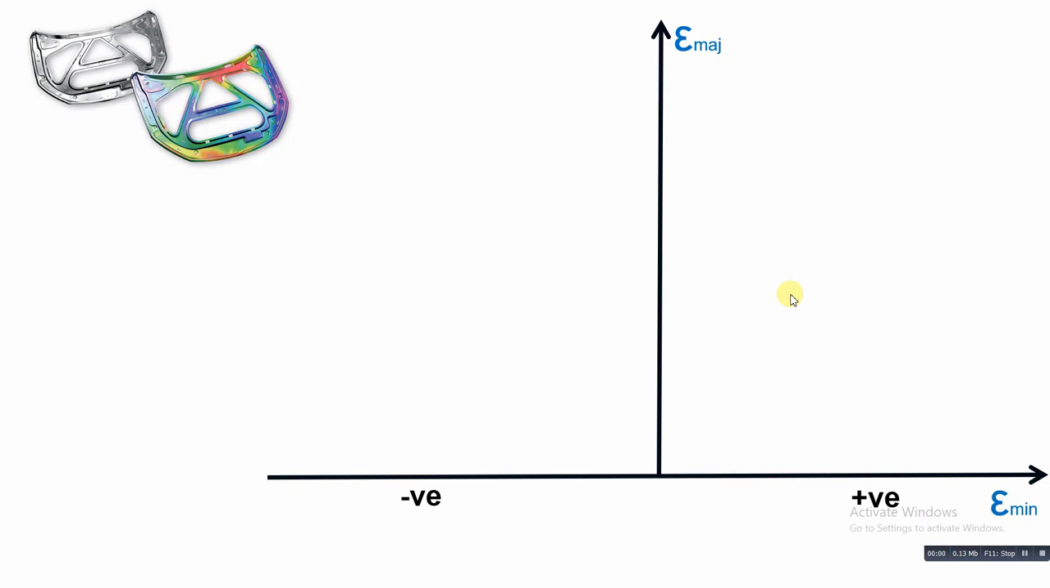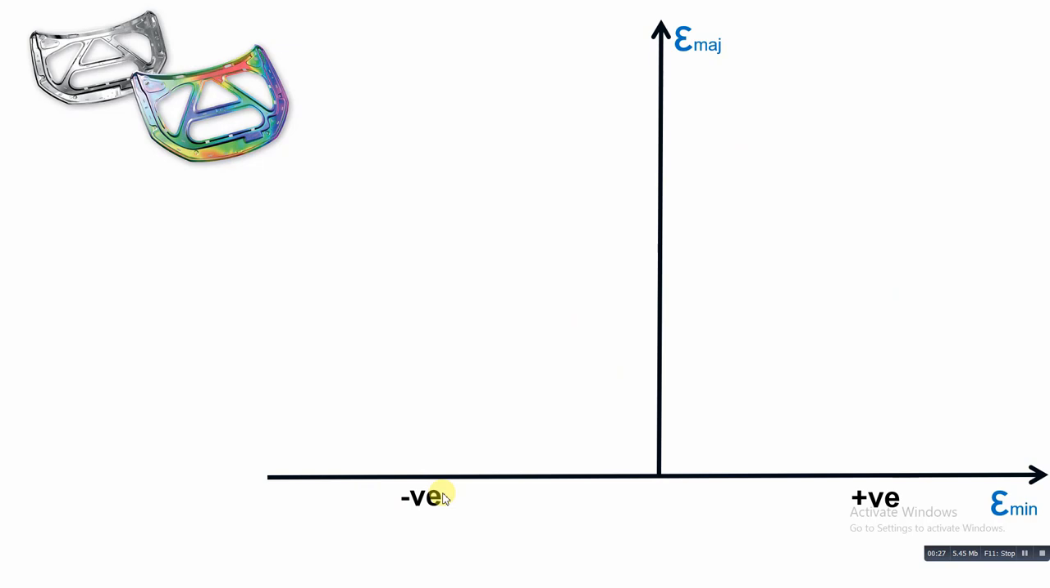Basically we can find out that the values of epsilon major, which is the maximum principal strain, are always greater than epsilon minor. By definition, this is the major and this is the minor. Epsilon major is always positive, but epsilon minor may be positive, may be negative. Even if epsilon minor has an absolute value that may be greater than epsilon major, it's still minor because we consider the negative value. So we are not comparing the absolute values, we compare considering the negative value.